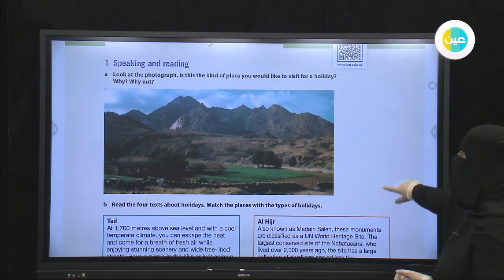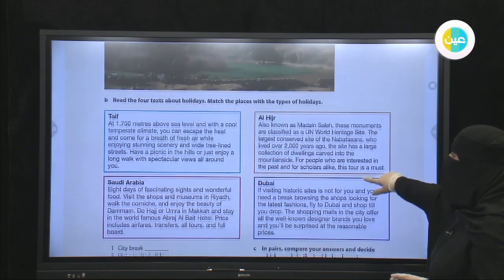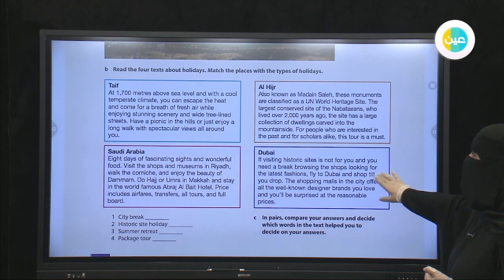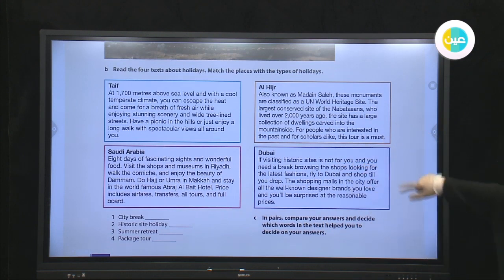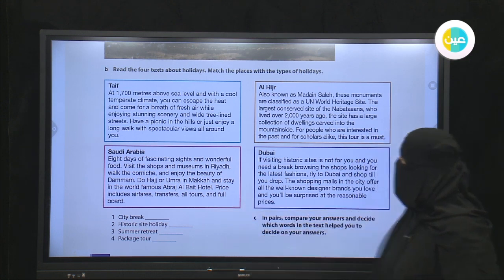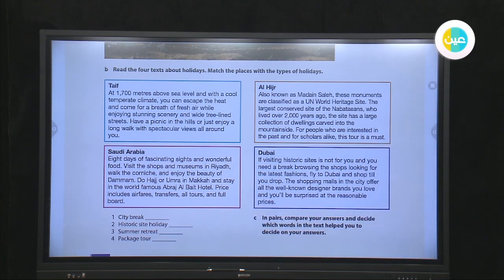Now, go to B. Read the 4 texts about holidays. Match the places with the types of holidays. Here we have 4 paragraphs about 4 places or 4 destinations for holidays. As you can see, Taif, Saudi Arabia, Al-Hajr, Dubai. I want you to read the 4 paragraphs, then match them with the types of holidays. We have 4 types: 1 city break, 2 historic site holiday, 3 summer retreat, 4 package tour. Now the first one, Taif.